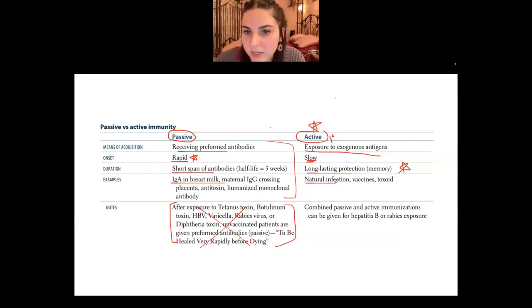Natural infection is a good example of this. Vaccines, same exact thing. The primary response to vaccines is a really good example of this. I don't know what toxoid specifically means, but I think it means the toxoid vaccine as well. I'm not really sure. And again, you don't have to worry about combined. It's just knowing passive immunity versus active immunity.